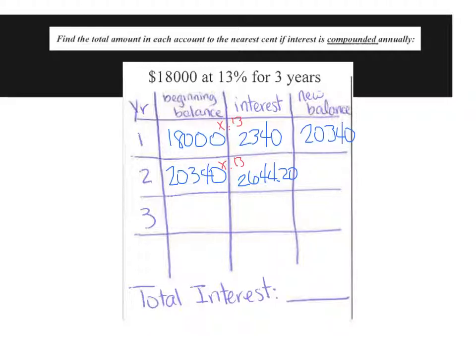Because I'm not just getting interest on my $18,000, I'm getting interest on that and the interest from the year before. So our total altogether now, when we add $20,340 plus $2,644.20, gives us an ending balance this year of $22,984.20.